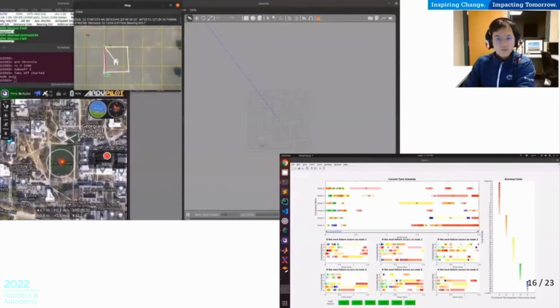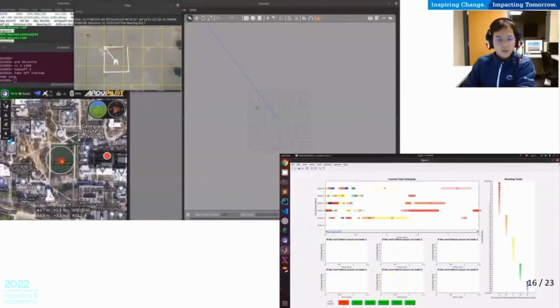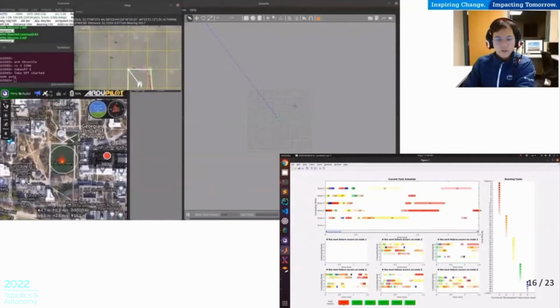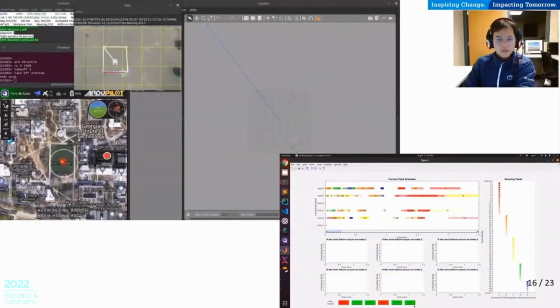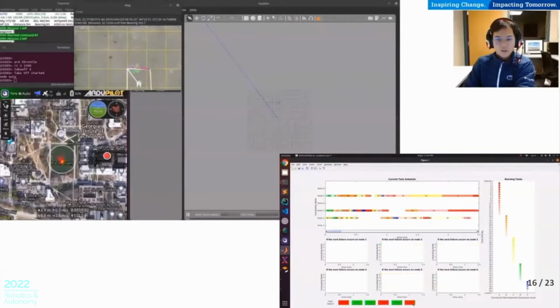As you can see from the current video, the vehicle is following the waypoint, and the first failure was injected into the first processor. The next failure was injected into the fourth one. We still have enough resources to execute the safety critical applications at this point. And the third failure is injected into the sixth processor.